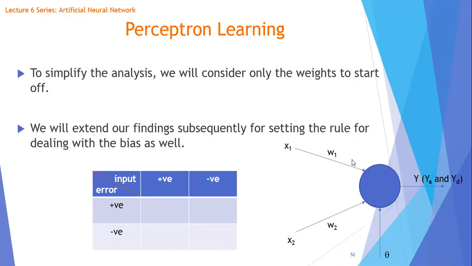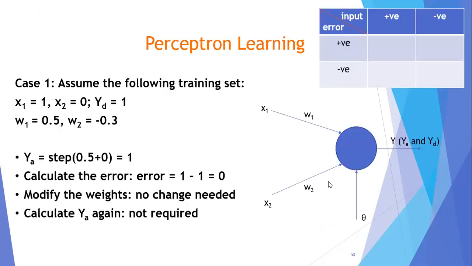To simplify that, like I said earlier, we're going to consider only the weights at this point. So we're going to consider only W1, W2. In this case, of course, this perceptron we are dealing with has only 2 inputs, but it could be more. It could be 3, 4, 5, 6, or more inputs. Each input would have a corresponding weight that you want to see whether we need to increase or decrease, based on the value we're getting for YA, and YD would come from your training set. So let's start now with case 1.